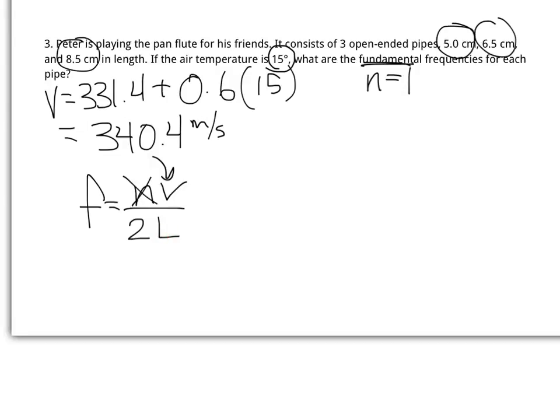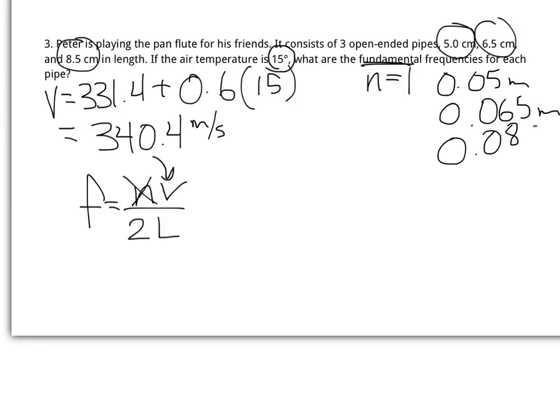Now there's a slight problem here. Those are given to us in centimeters, so that's a little bit annoying, but we can fix that. Centimeters are 1/100th of a meter, so this is 0.05 meters, 0.065 meters, and 0.085 meters. And then these are the numbers that would go in for L.